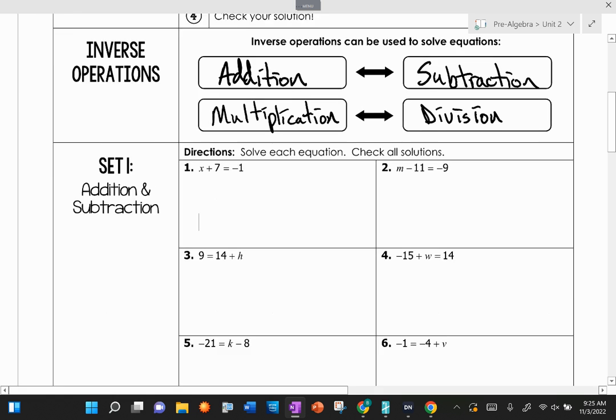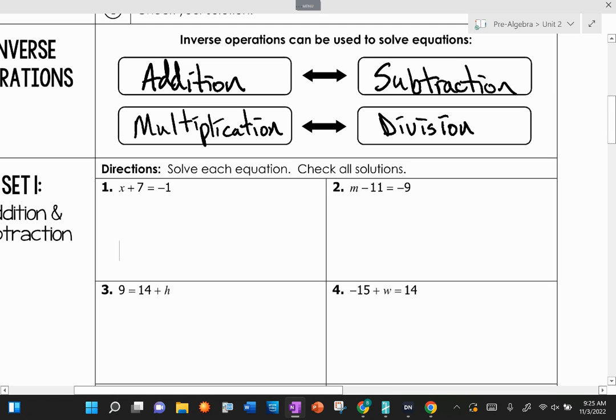So what we're going to do first is step one. What is step one? Locate the variable. And when we say locate the variable, we're talking about in reference to the equal sign. Everything's always in reference to the equal sign. So where is the variable in reference to the equal sign? Yeah, on the left side. Okay, on the left side.